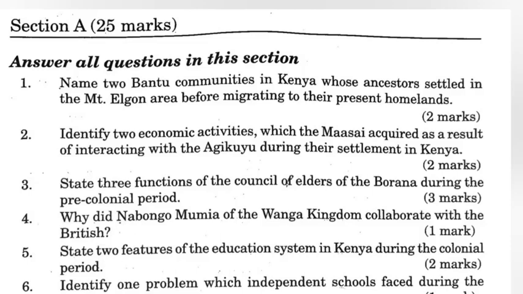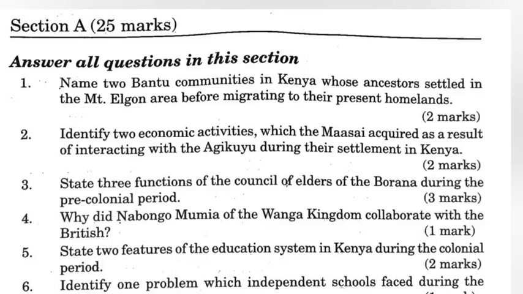4. Why did Nabongo Mumia of the Wanga Kingdom collaborate with the British? 1. He wanted British assistance in subduing his enemies, notably the Bakusu and the Luo of Ugenya. 2. He wanted the British to help him in his expansionist policy.